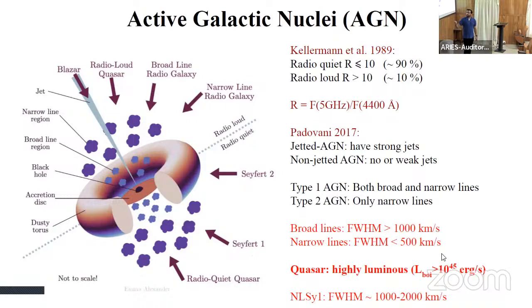These definitions are there, but I'll explain what broad lines and narrow lines are, because I will be using these. The broad line means the width of the line, or the FWHM, is greater than 1,000 kilometers per second. If the width is less than 500 kilometers per second, it's a narrow line. Then I will be using the term narrow line Seyfert 1. It's actually a Seyfert 1 galaxy or radio quiet quasar, which has broad lines and narrow lines in its spectra, but their width is around 1,000 to 2,000. That's why it's called narrow line Seyfert 1, because its line width is narrower than most of the other quasars.